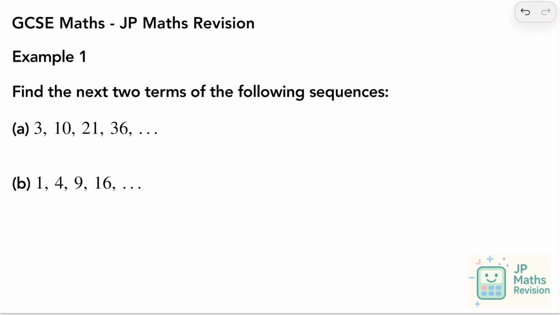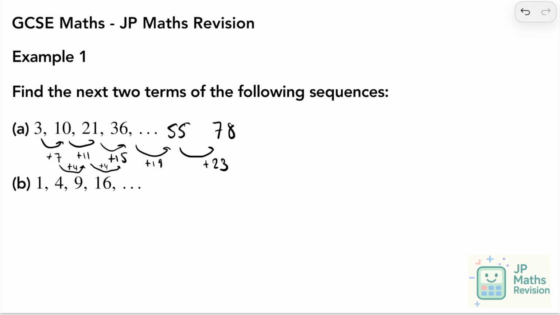So here's an example. Here we need to find the next two terms of the following sequences. If we look at the first one, to get from 3 to 10, we add 7. From 10 to 21, we add 11. 21 to 36, we add 15. So you can see here that there's a second difference, because to get from 7 to 11, you add 4, and 11 to 15, you also add 4. So the next one, we're going to add 19, and the one after that, we're going to add 23, because 15 plus 4 is 19, and 19 plus 4 is 23. So 36 plus 19 is going to be 55, and 55 plus 23, that's going to be 78.